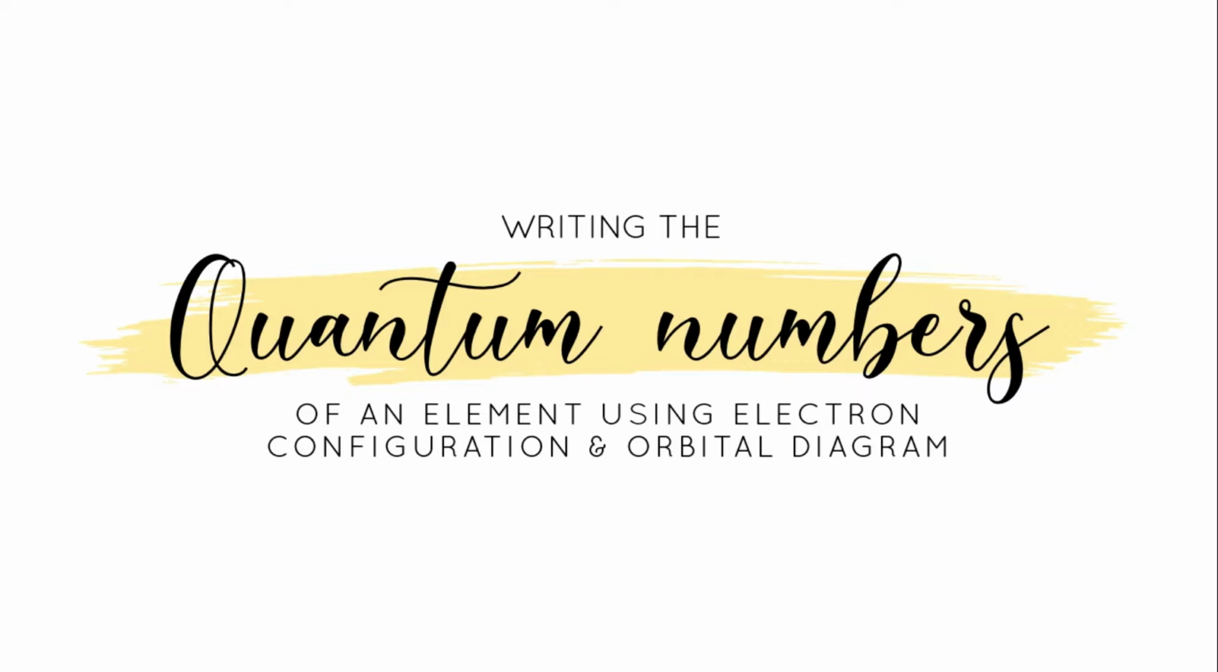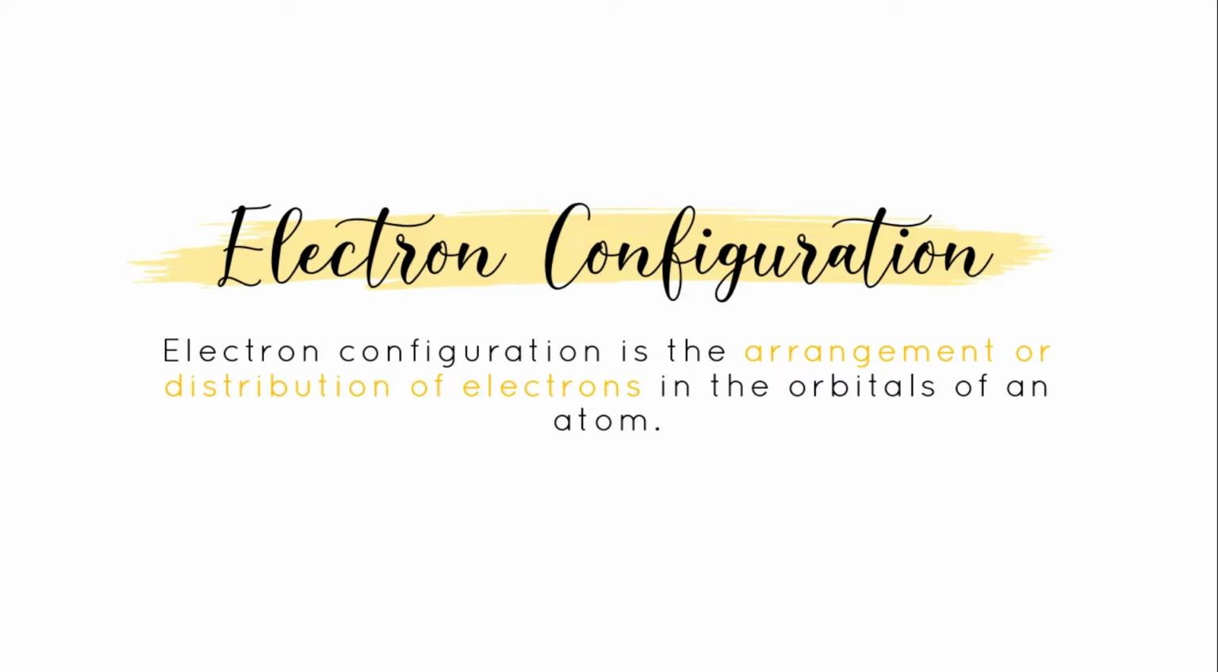Today, I am going to teach you how to write the quantum numbers of an element using its electron configuration and orbital diagram. So without further ado, let's get started. So first, let's define electron configuration.